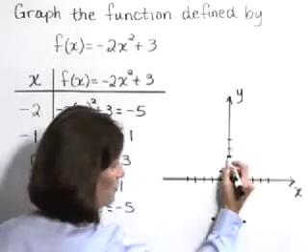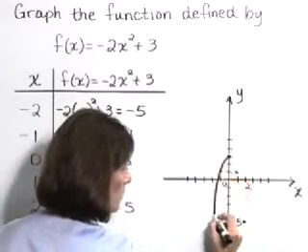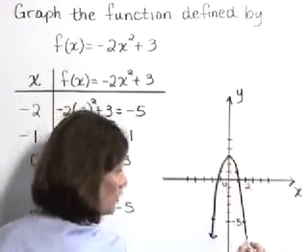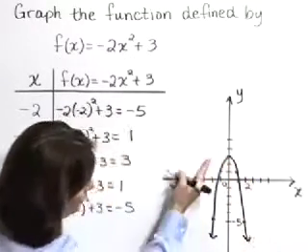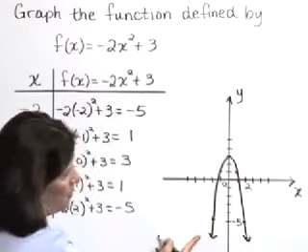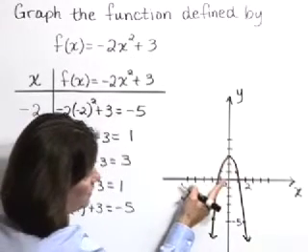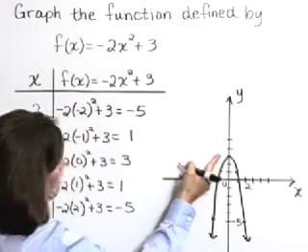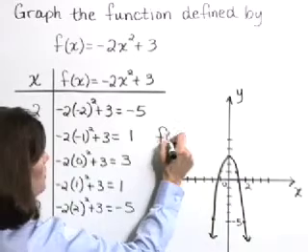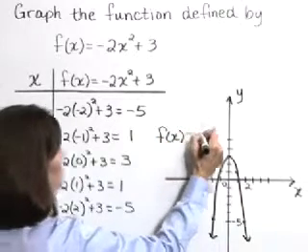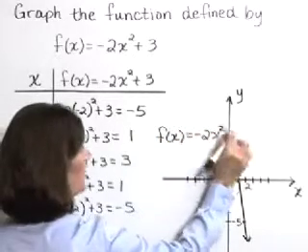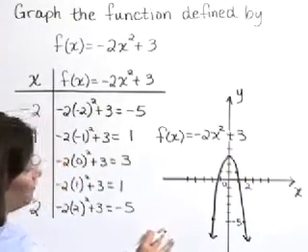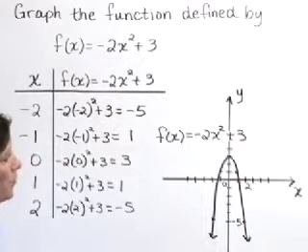Now let's connect these points with a smooth curve, both sides. Here we see an upside down parabola. Its vertex has gotten shifted up 3 units. It's at the point 0, 3. Let's go ahead and describe this function. That's f of x is equal to negative 2x squared plus 3. So we have the graph of our function f of x equal negative 2x squared plus 3.